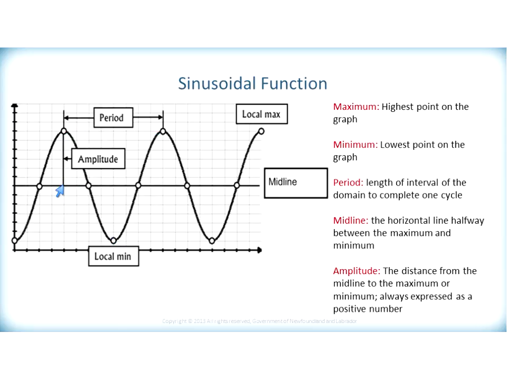We have the amplitude, which is the distance from the midline to the maximum, or the midline to the minimum. And of course, the amplitude will always be positive. The midline is halfway between the maximum and the minimum. And of course, the maximum is the highest point in the y values, and the minimum is the lowest point for the y values.